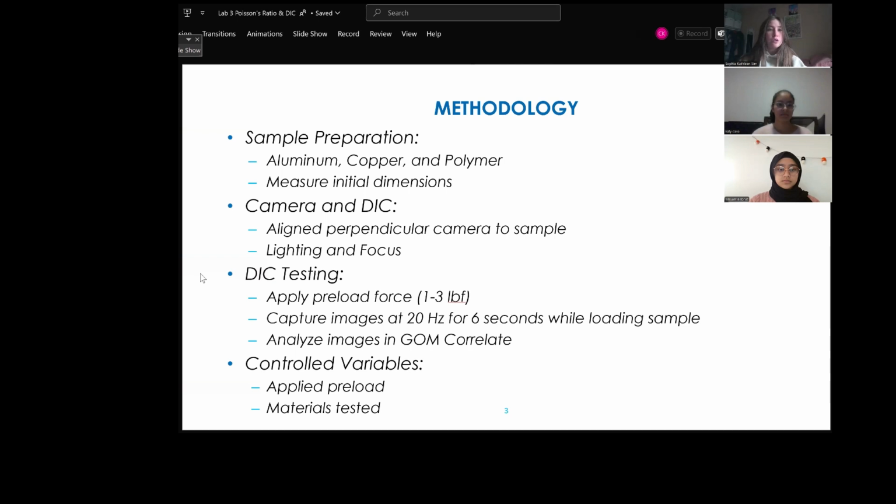For the camera and digital image correlation, we aligned the camera perpendicular to the sample, and we made sure that there was enough lighting and focus on the sample as well. When we started the testing for DIC, we applied a preload force using the tensile testing machine, and we captured images at 20 Hertz for 60 seconds while loading the sample. We analyzed the images in GOM Correlate. The controlled variables were that we had an applied preload and we were testing only 3 materials.